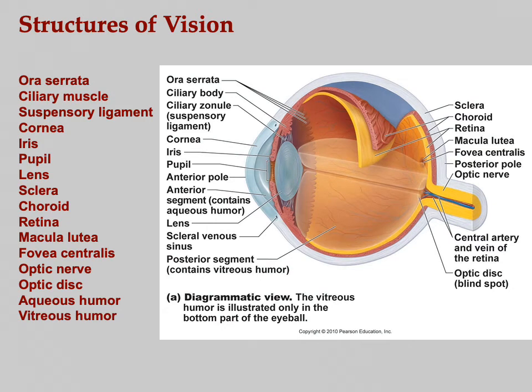Let's look at some more anatomy of the eyeball. So there are three layers, and I'm not going to go exactly in the order of the terms on the left. I'm going to do it in my own way. You have three basic layers of the eyeball.